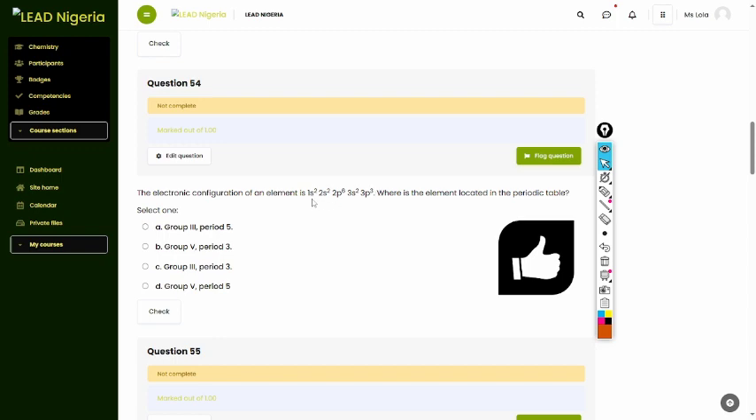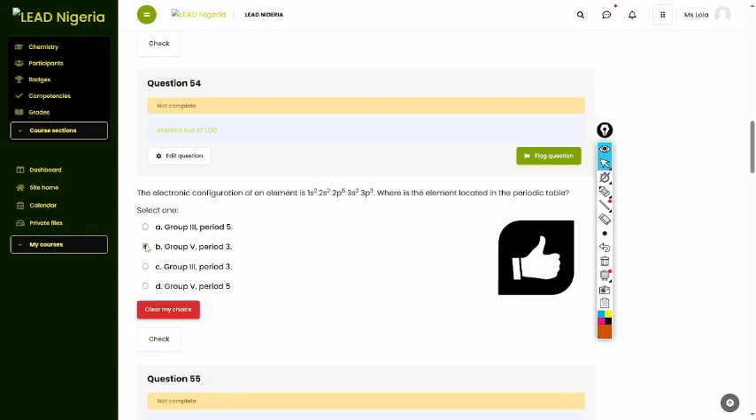Now, the period tells us the total number of electron shells it has. So it has 3 electron shells because the highest number we see here is 3. So there are 3 electron shells here. And so it belongs to group 5 and period 3. And that is B. So the correct answer is B.